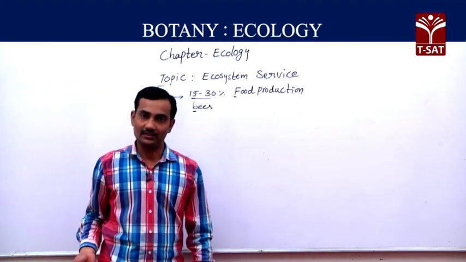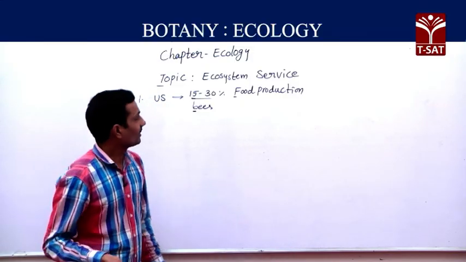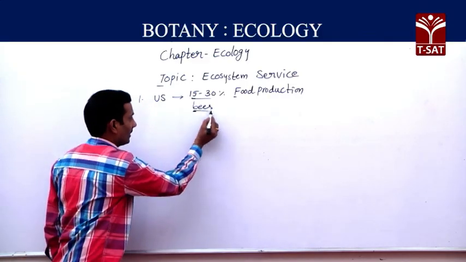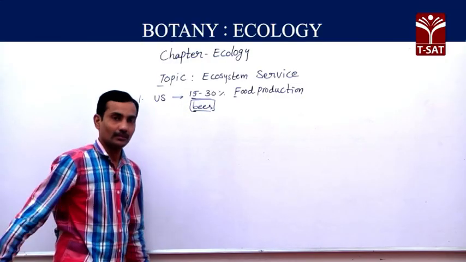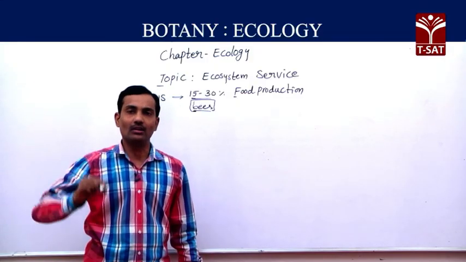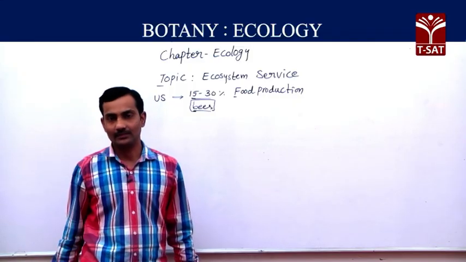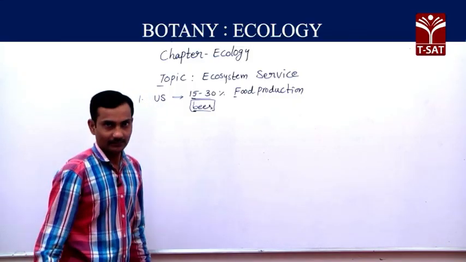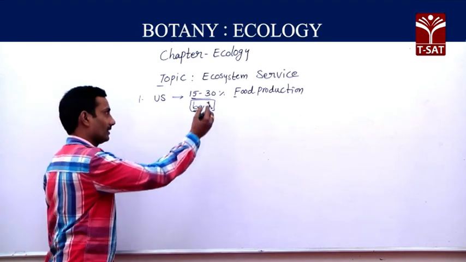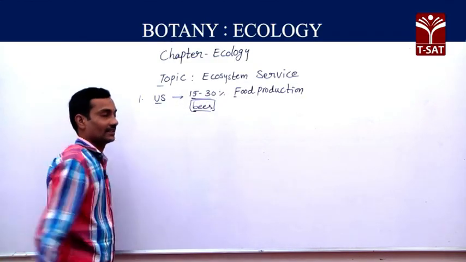The remaining percentage, more than 70%, is carried by different types of pollinators. But at present we are discussing the major role of bees. Bees contribute 15 to 30%, and all the remaining is by different types of pollinators like beetles or other insects, invertebrate and vertebrate pollinators, involved in the remaining percentage of food production in the US.